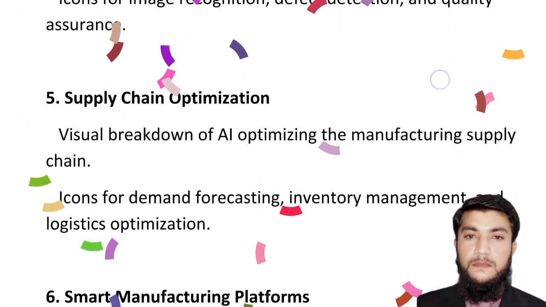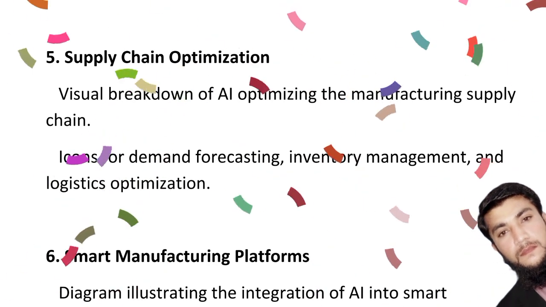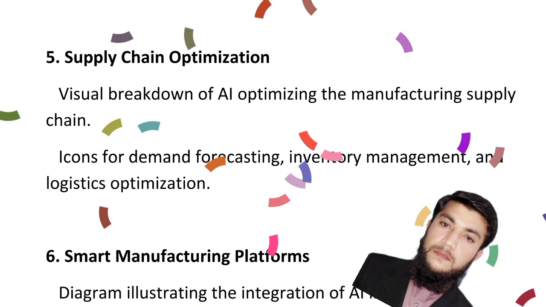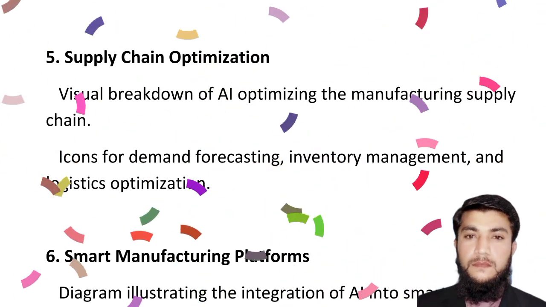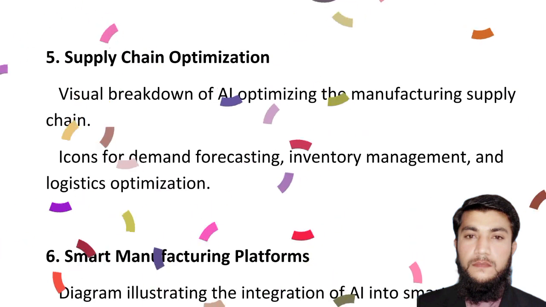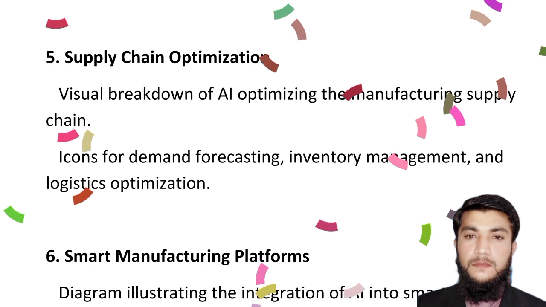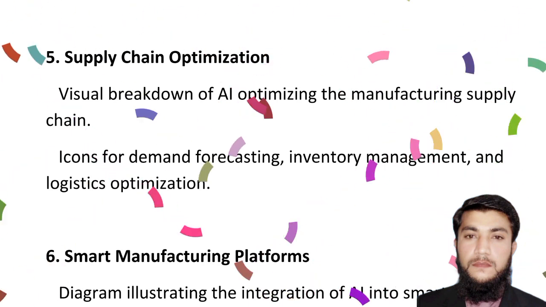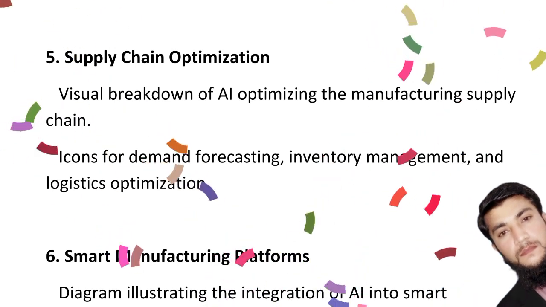Number 5. Supply chain optimization. Visual breakdown of AI optimizing the manufacturing supply chain. Icons for demand forecasting, inventory management, and logistics optimization.